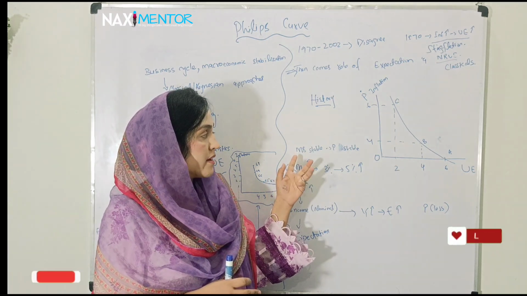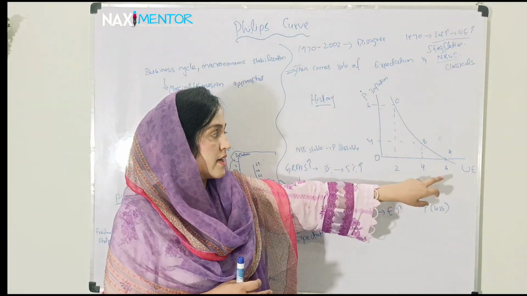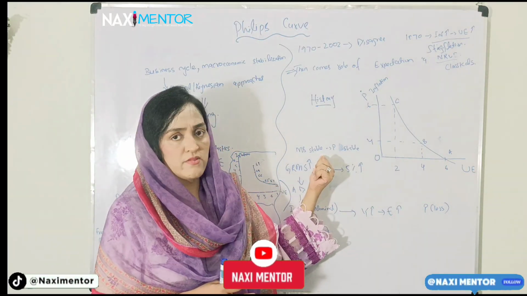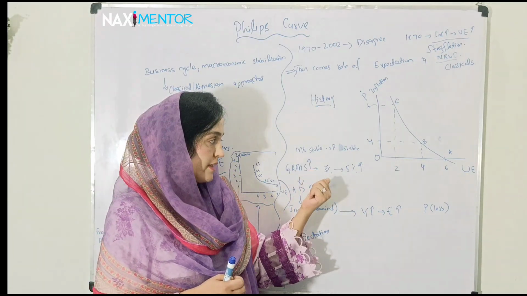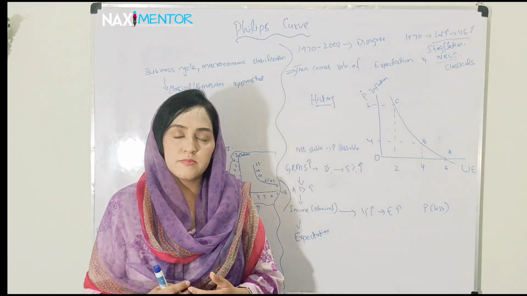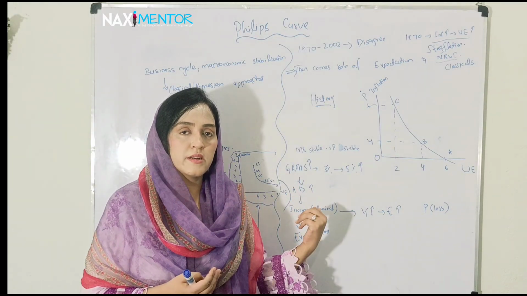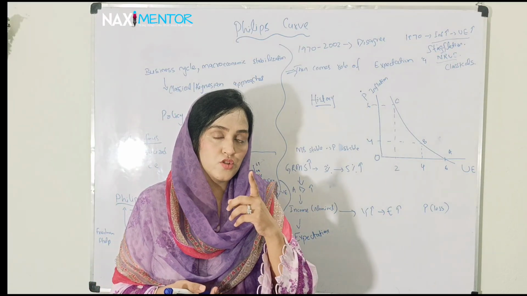Money supply, initially we keep it constant for drawing this, such that at point A, when unemployment is 6, money supply was stable, prices were also stable. So when the growth rate of money supply increases from 3% to 5%, what happens? Money supply increases aggregate demand. So when aggregate demand increases, income increases, but that income is nominal income.